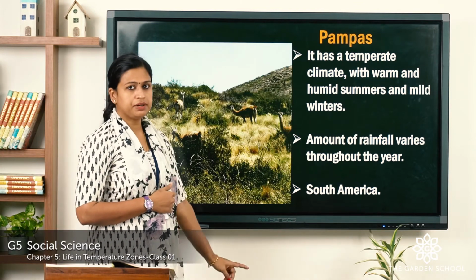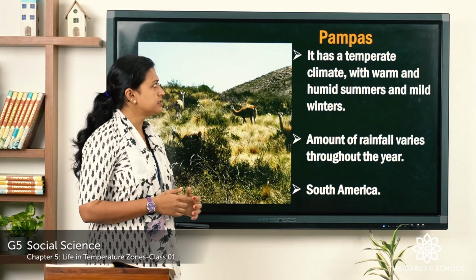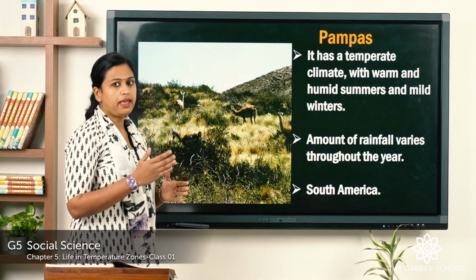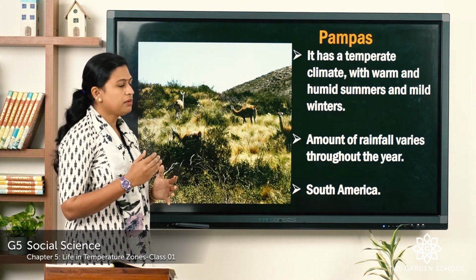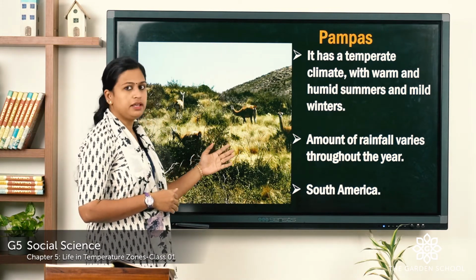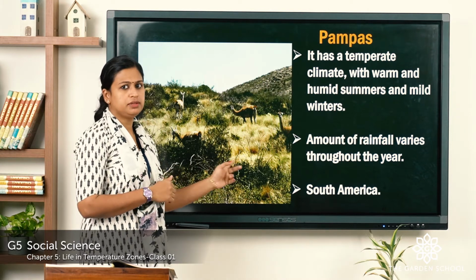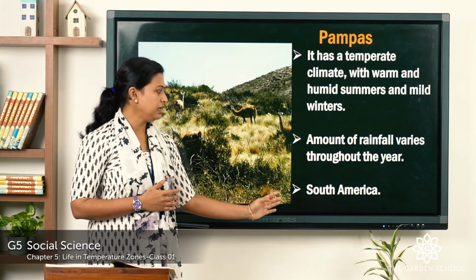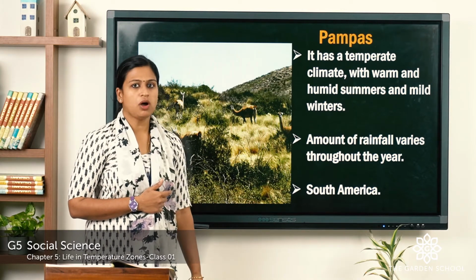The next temperate grassland is pampas. It has a temperate climate with warm and humid summers and mild winters. The amount of rainfall varies throughout the year here. We have seen that the pampas is located in South America continent.